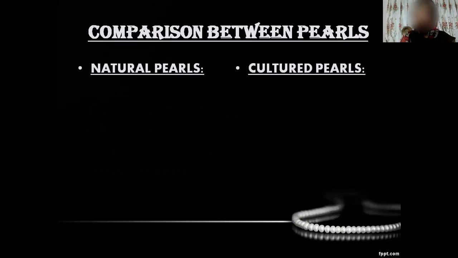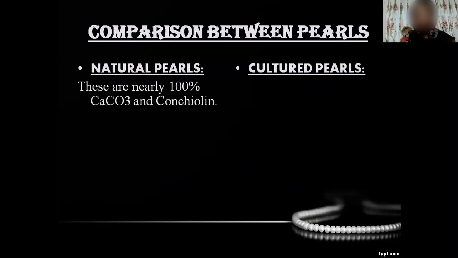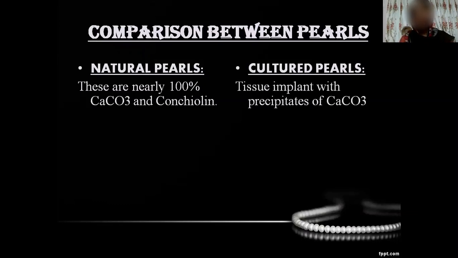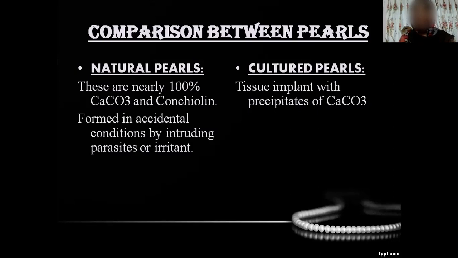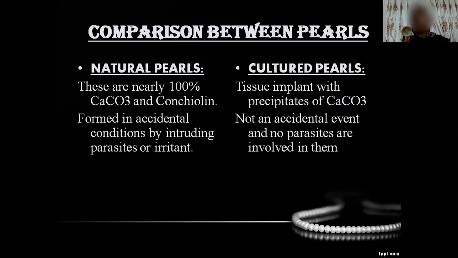Now comparison between natural and artificial cultured pearls. Natural pearls are nearly made up of 100% calcium carbonate and conchiolin. For cultured pearls, there is a tissue implant, that is mantle epithelium, which is further precipitated with calcium carbonate. Natural pearls are formed in accidental conditions by intruding parasites or irritants. But for cultured pearls, this is not an accidental event, and no parasites are involved.